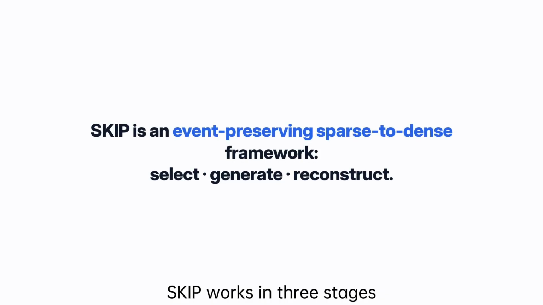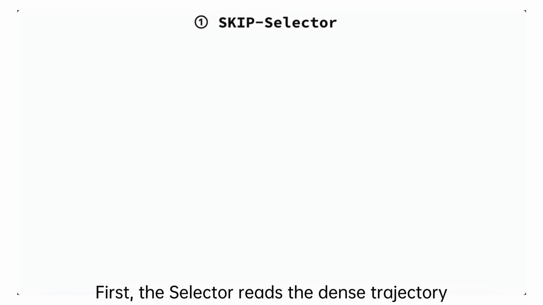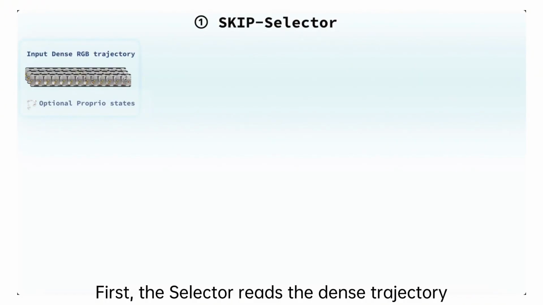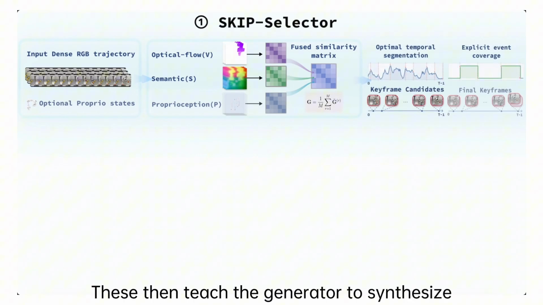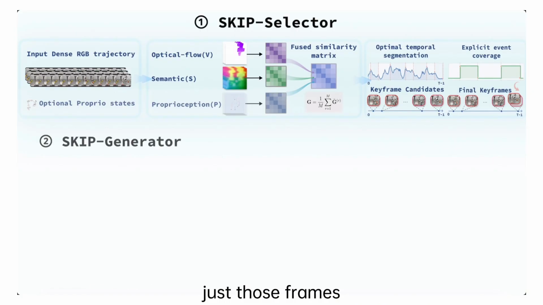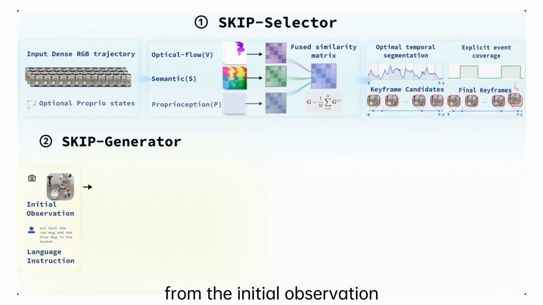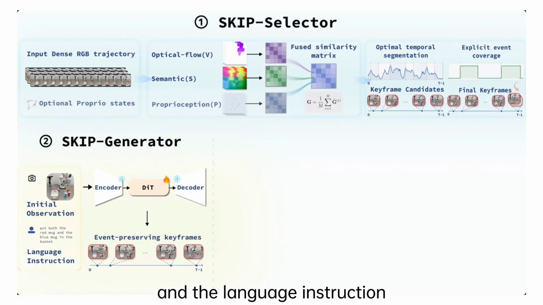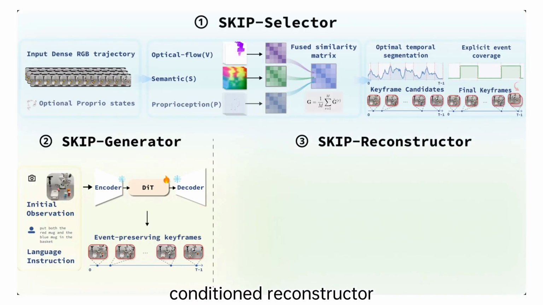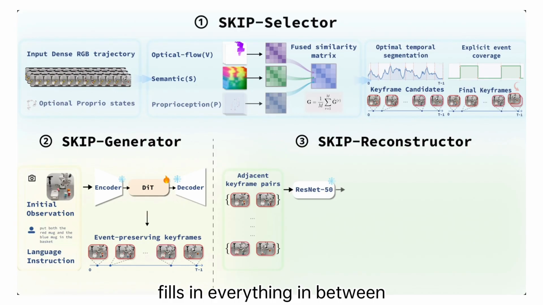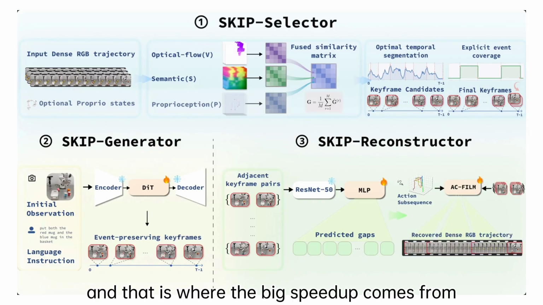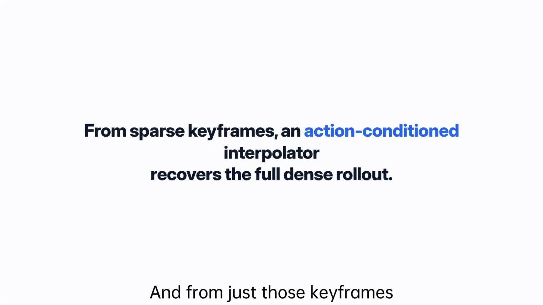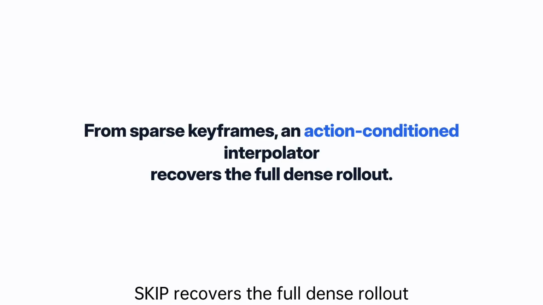SKIP works in 3 stages. First, the selector reads the dense trajectory and uses multimodal cues to pick the keyframes that matter. These then teach the generator to synthesize just those frames from the initial observation and the language instruction. And finally, an action-conditioned reconstructor fills in everything in between. At inference, only the last 2 stages need to run, and that is where the big speed-up comes from. And from just those keyframes, SKIP recovers the full, dense rollout.